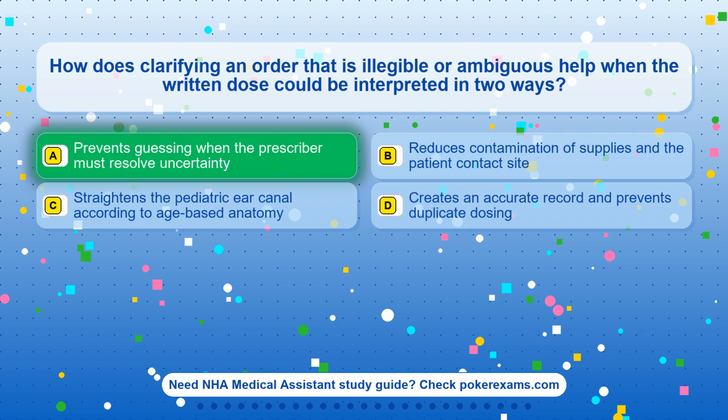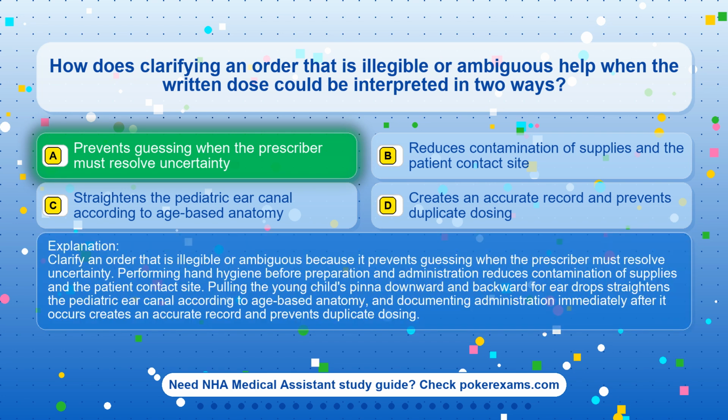The correct answer is option A. Prevents guessing when the prescriber must resolve uncertainty. Clarify an order that is illegible or ambiguous because it prevents guessing when the prescriber must resolve uncertainty. Performing hand hygiene before preparation and administration reduces contamination of supplies in the patient contact site. Pulling the young child's pinna downward and backward for ear drops straightens the pediatric ear canal according to age-based anatomy, and documenting administration immediately after it occurs creates an accurate record and prevents duplicate dosing.